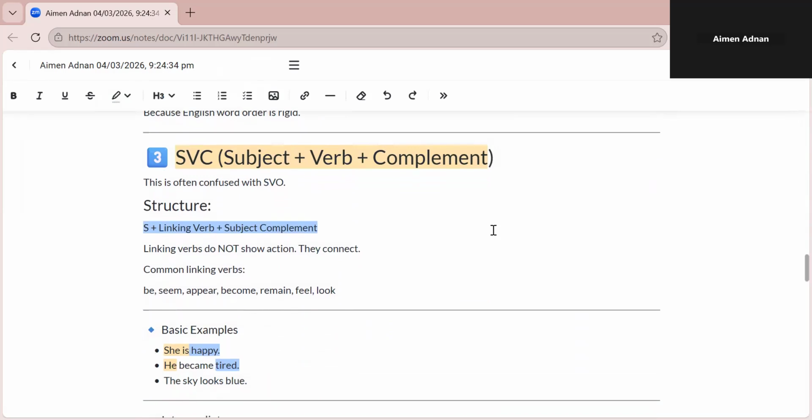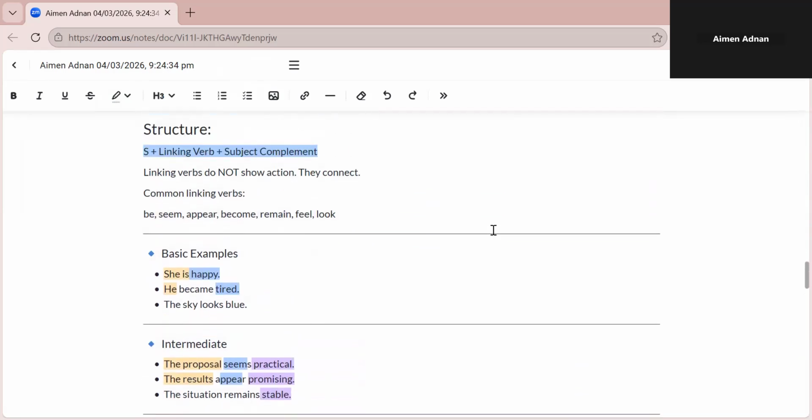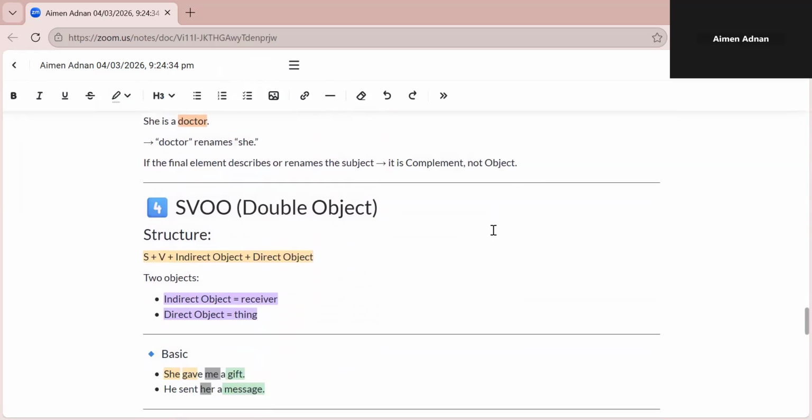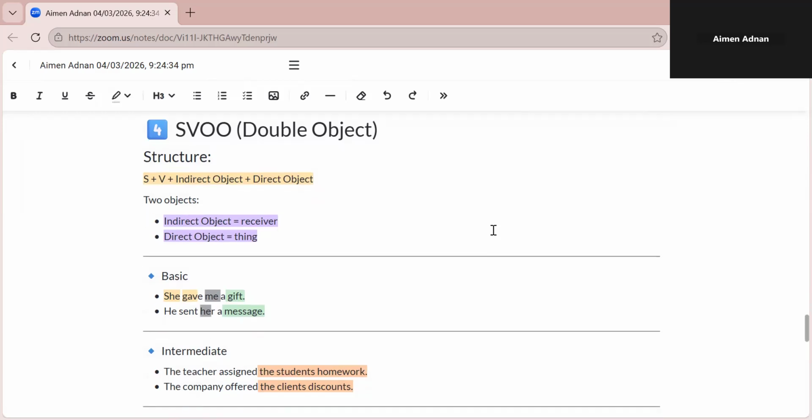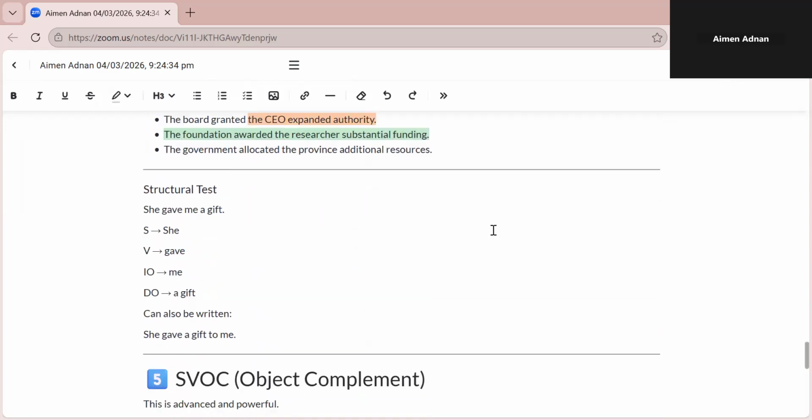Then we have the SVC structure. Here the complement means subject complement, and that is adding more meaning to the subject, and the verb is the linking verb. Then we have SVOO, subject, verb, and two objects. First is the indirect object, which is the receiver of the action, and the other is the direct object, which is the main thing, the name of the thing that is being done.